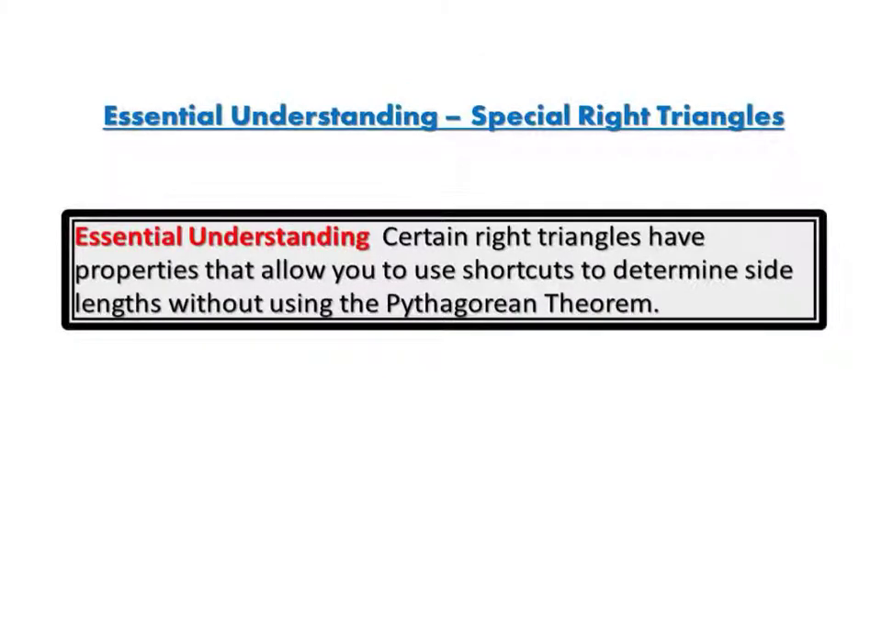What you need to understand by the end of this lesson is that certain right triangles have properties that allow you to use shortcuts to determine side lengths without using the Pythagorean theorem. Those triangles we call 45-45-90 and 30-60-90. You're going to learn a lot about those in the next couple of lessons.